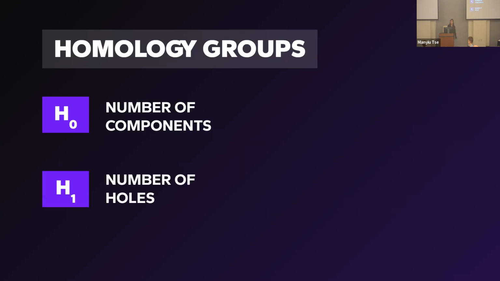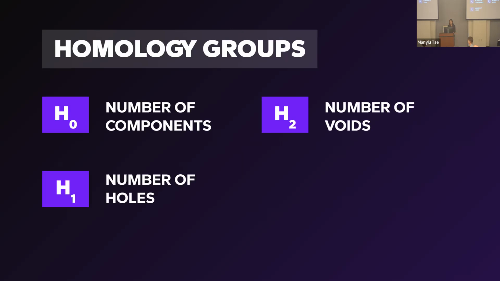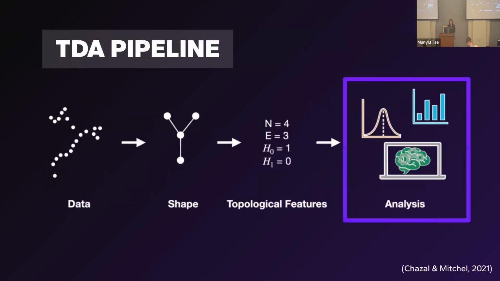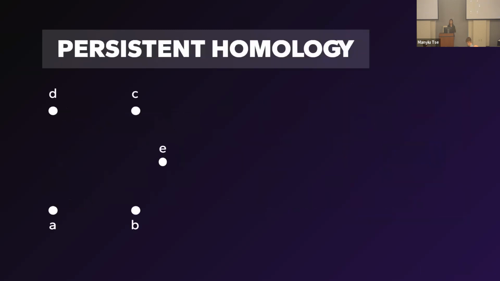The first homology would give you the number of holes in the data. H2 would give you the number of voids, which is just a two-dimensional hole, while H sub k will give you k-dimensional holes. After you get those dimensions, you would be able to analyze the data. So let's look at an example.